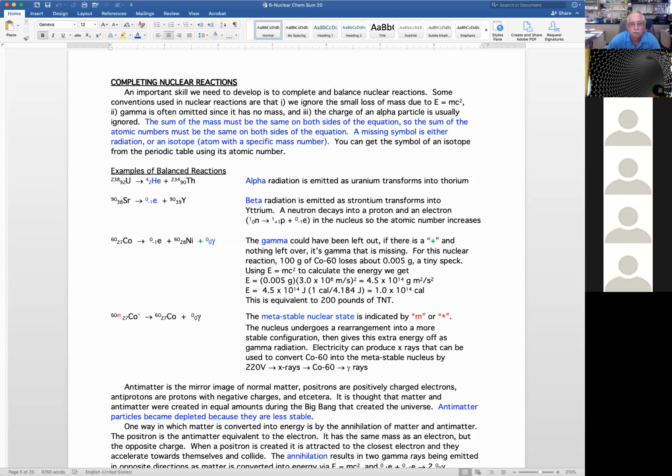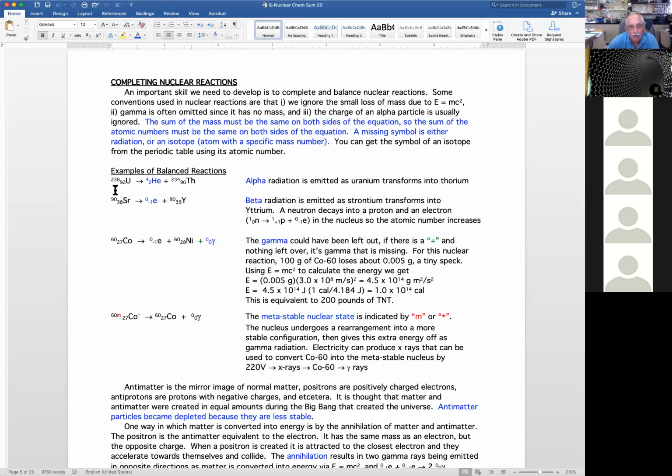But anyway, here's what the skill is. This arrow has to be treated as the equal sign. That means that the number of protons on this side has to equal the number of protons on this side. The number of things in the nucleus has to equal the number of things in the nucleus on this side. So the symbols don't have to add up because the symbols will be different on both sides, right? That's not the case for a chemical reaction, but that is the case for a nuclear reaction.